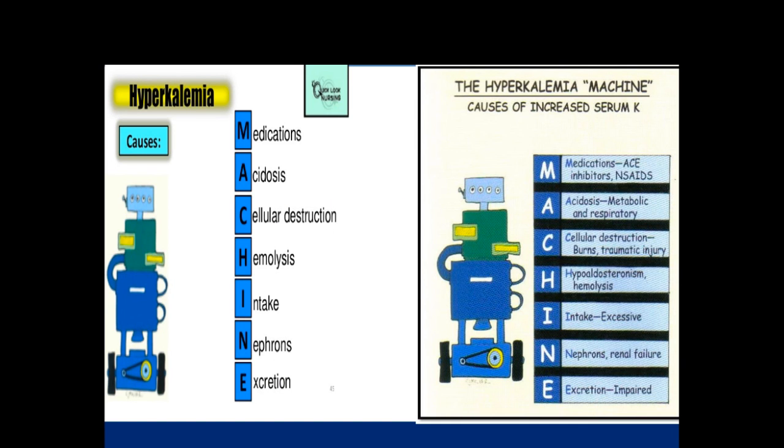This is just a quick mnemonic that I found on the web that could help you. Causes of hyperkalemia. Important ones to know are the ACE inhibitors, acidosis, cellular destruction. Obviously, there's a big one: burns, traumatic injury, compartment syndrome, like we talked about. Hypoaldosteronism is not very common to see, but hemolysis is a very important one to know. Excessive potassium intake, but I don't know where you would get that. I guess you've got to eat a lot of bananas. Renal failure, obviously, so end-stage renal disease, is a very important one to know. And excretion, obviously, if your kidneys are not working, then you can't really control the levels of it.